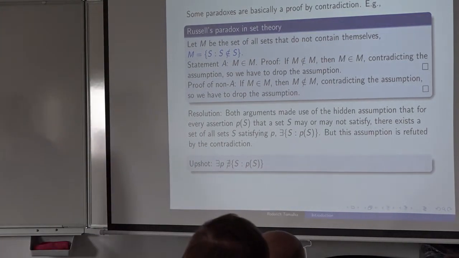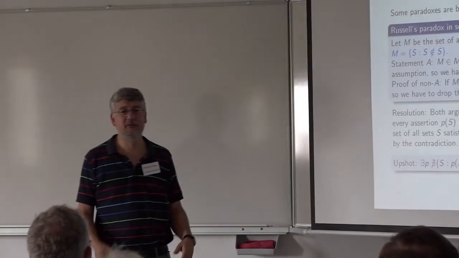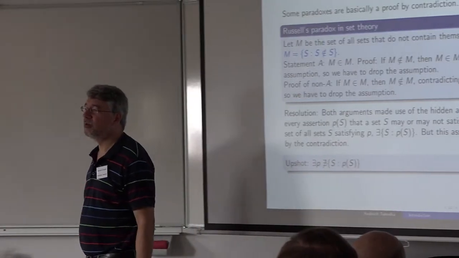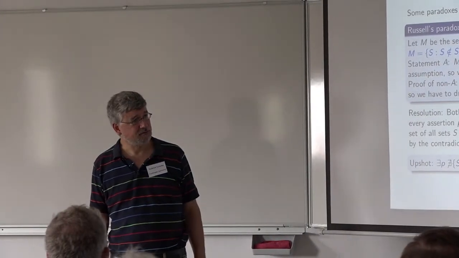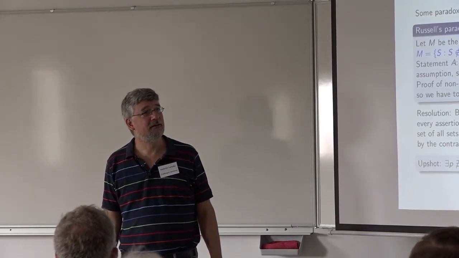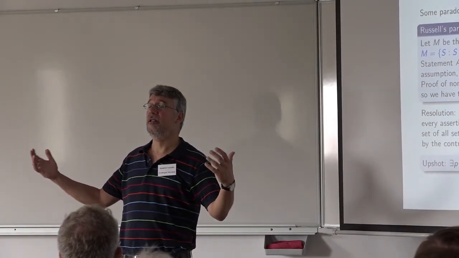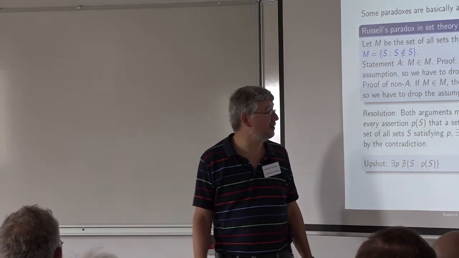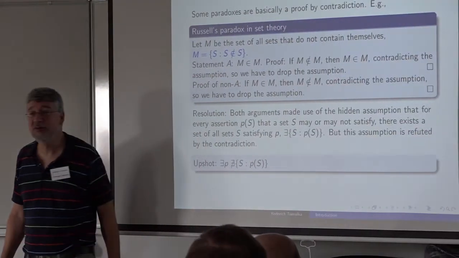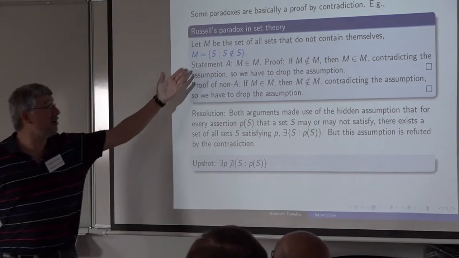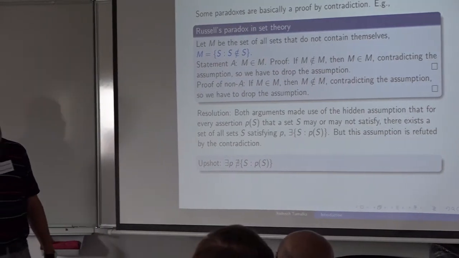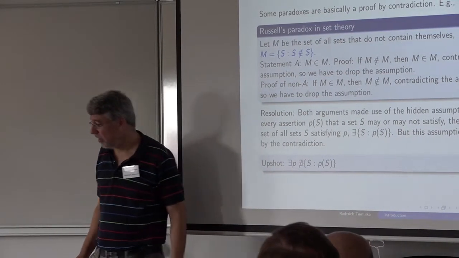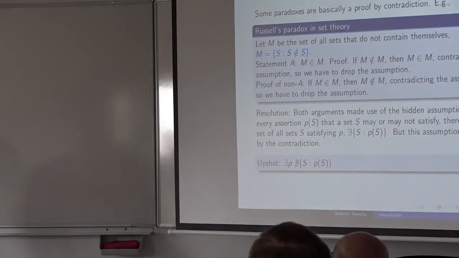This is actually an assumption that many of the early formalizations of set theory introduced as an axiom, because you want to think of the set of all numbers that are greater than zero or something, the set of all things that satisfy a certain condition. But this assumption exactly is refuted by the contradiction. This paradox shows that such a set simply doesn't exist. So we have to revise our idea of which kind of sets exist or how you can introduce sets.